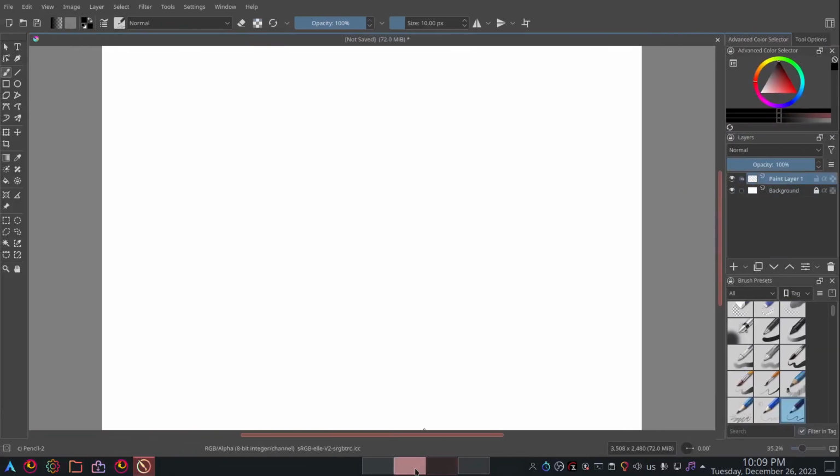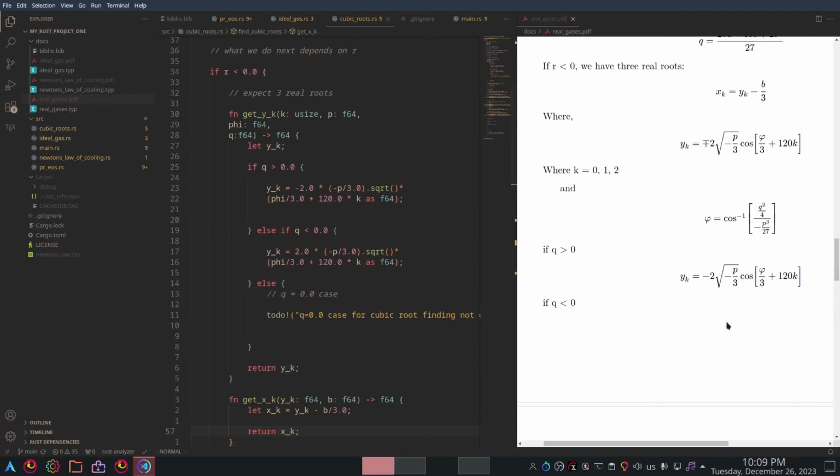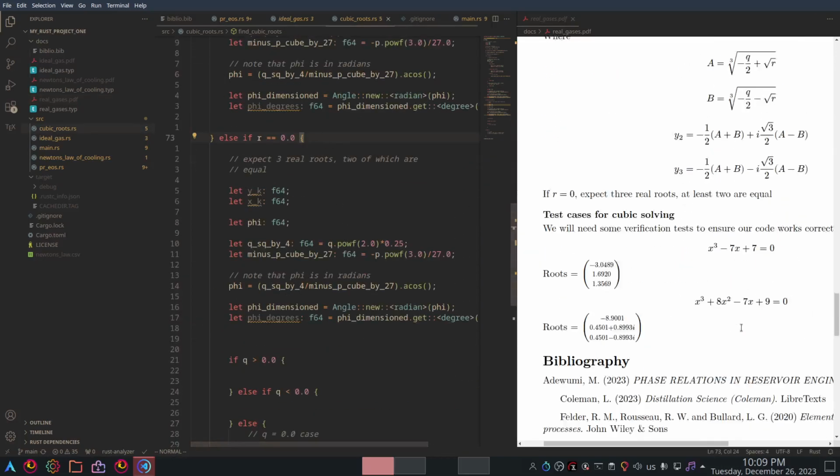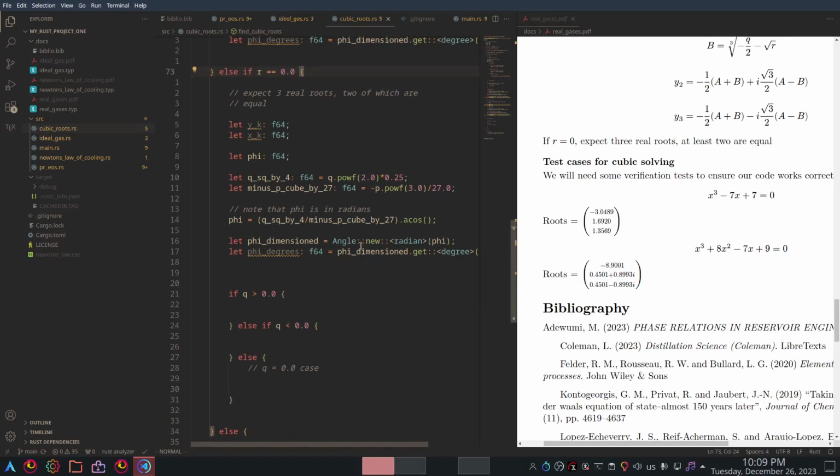I'll just pick up where I left off. So the last video we were talking about the q more than 0 case, q less than 0 case, and then the case where r is sort of equals to 0. Now this part is not quite done yet.